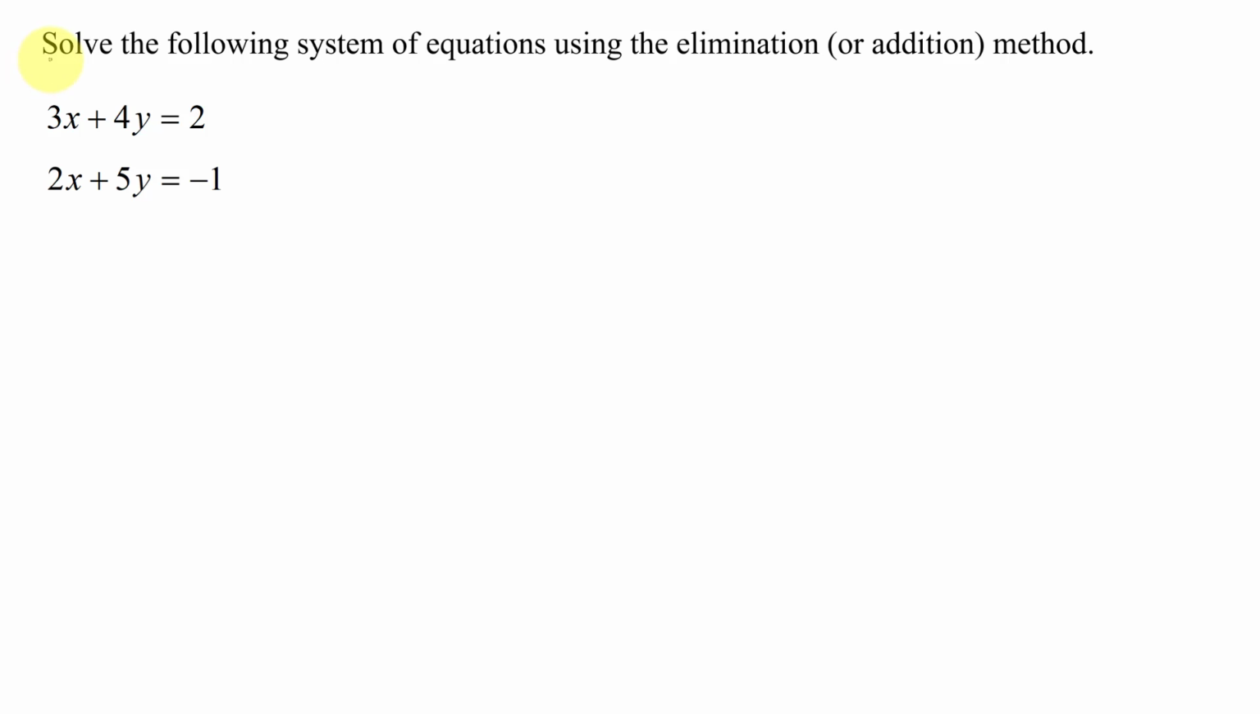In this example, I need to solve the following system of equations using the elimination method, or it's sometimes called the addition method. Here is my system of equations, and what type of equations are these? Notice the highest exponent on any of the variables is a 1. So this is a system of two linear equations in two variables.